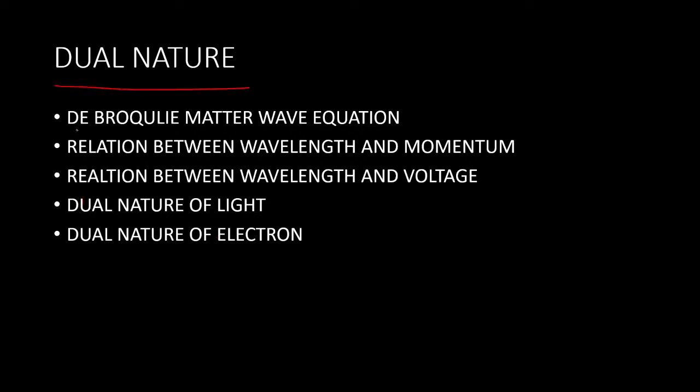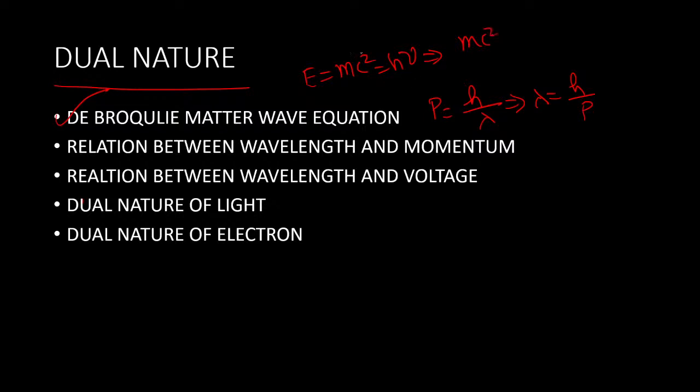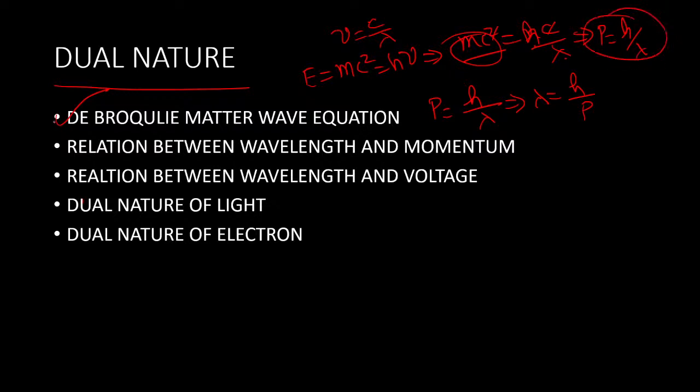Dual nature, de Broglie matter wave equation. P is equal to H divided by lambda, otherwise lambda is equal to H divided by P. We use Einstein's equation E is equal to mc square and E is equal to h times frequency. Frequency is equal to velocity by wavelength, so mc square is equal to hc by lambda. The c gets cancelled, so we get mc is equal to h divided by lambda. Mc is called momentum. Momentum is equal to h divided by lambda. It's a very important equation, the de Broglie matter wave equation.